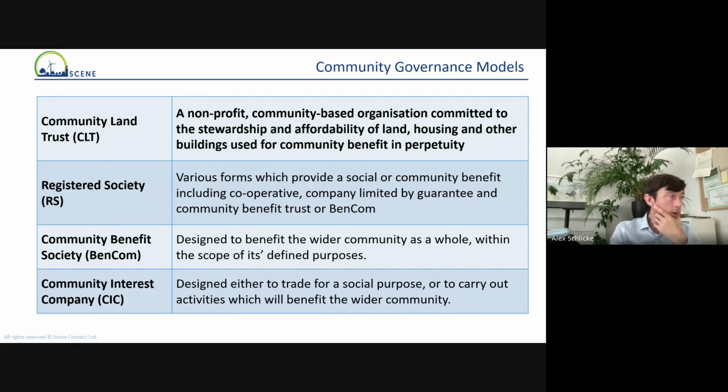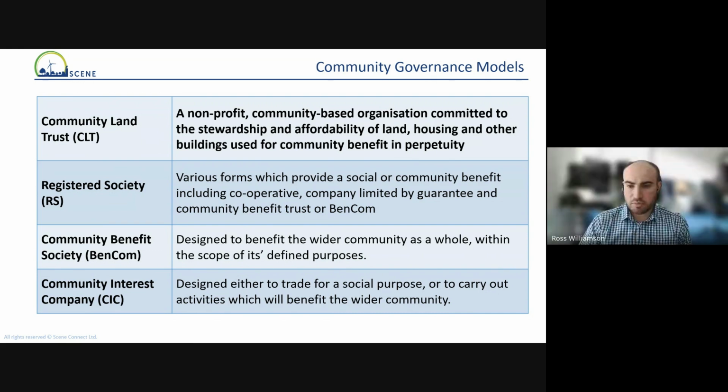And then, you know, there are community interest companies, which are designed either to trade for a social purpose or to carry out activities with a sort of wider community benefit, and so on. So that's not an exhaustive list, but it's perhaps the main ones that you might come across.